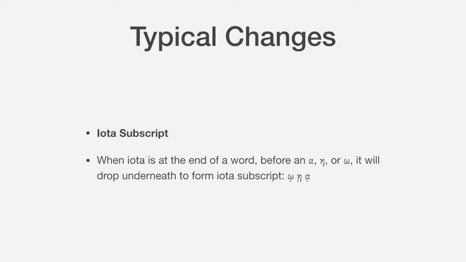Next we have iota subscript. What happens here is that when an iota is at the end of a word before an alpha, eta, or omega, it will just drop underneath to form an iota subscript. When it does that, you don't pronounce that iota. You just pronounce it like whatever the vowel is that it dropped underneath. Alpha gets pronounced like an alpha, eta gets pronounced like an eta, and omega like an omega. You don't have to pronounce the iota that has dropped underneath. What this iota subscript signals to you is just certain things that are going on in the grammar that we're going to see when we start looking at some vocabulary. But just think about this as a silent iota.